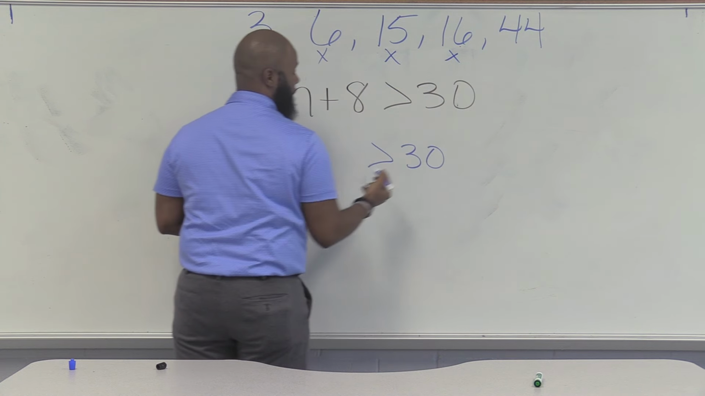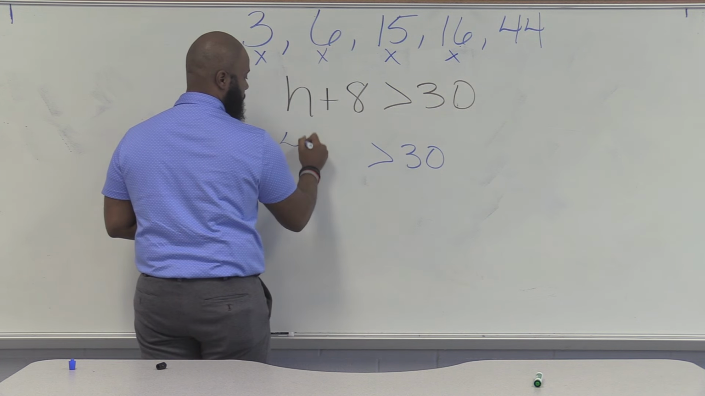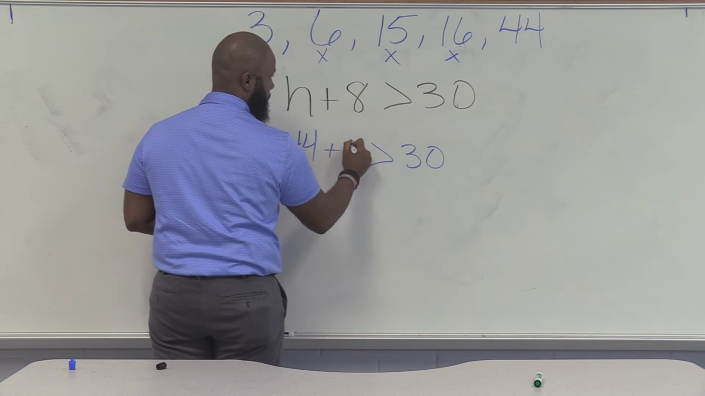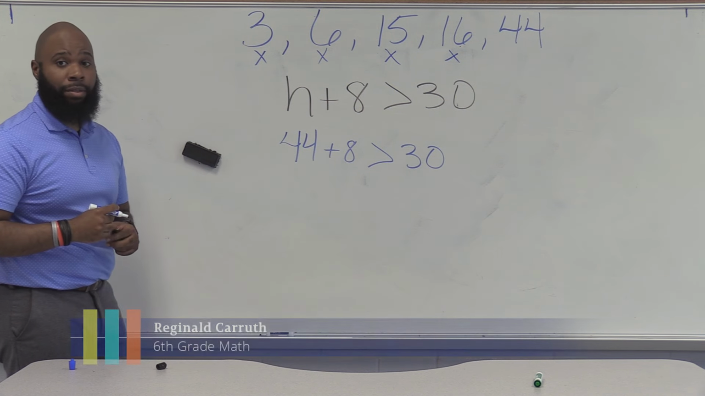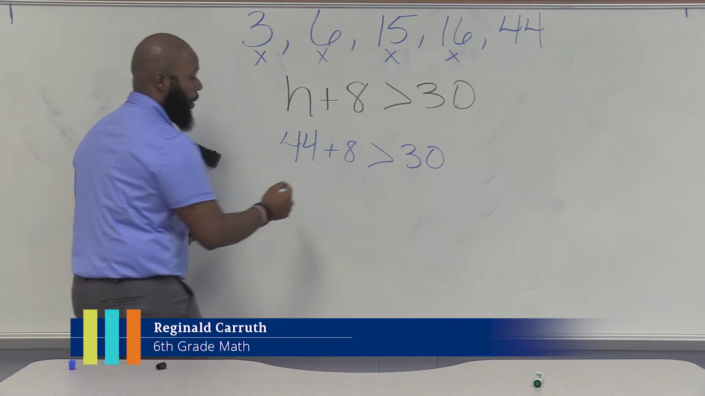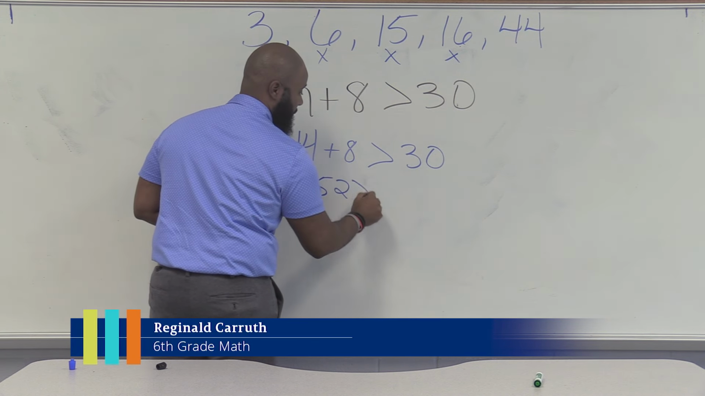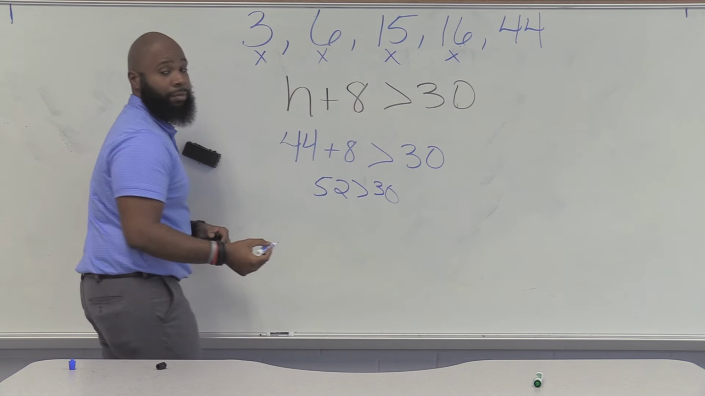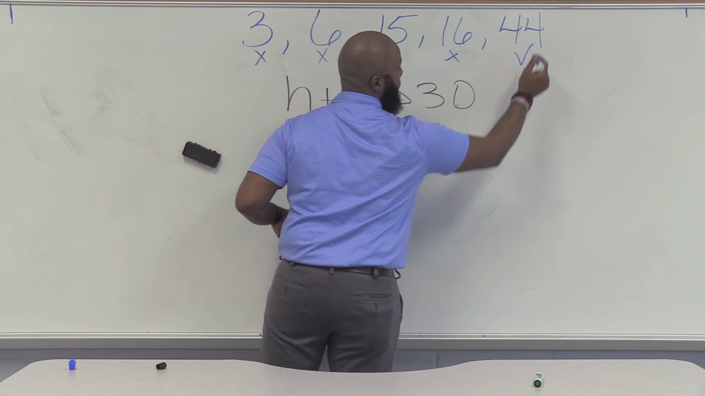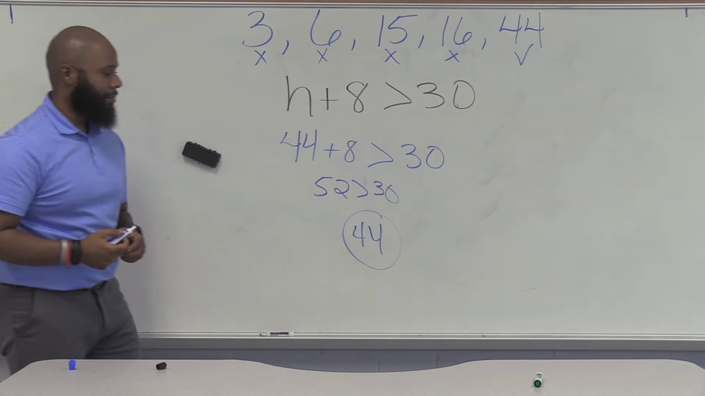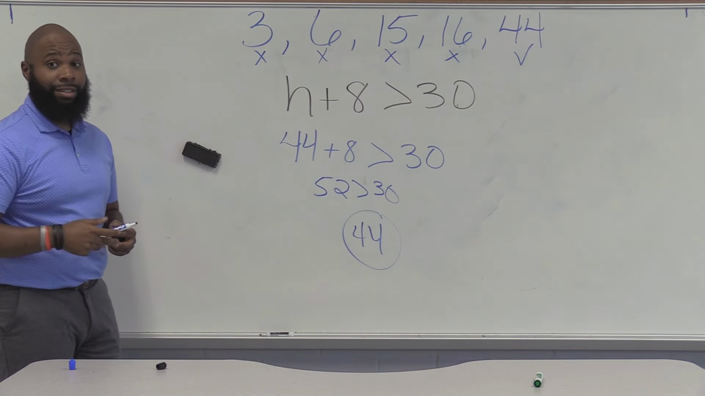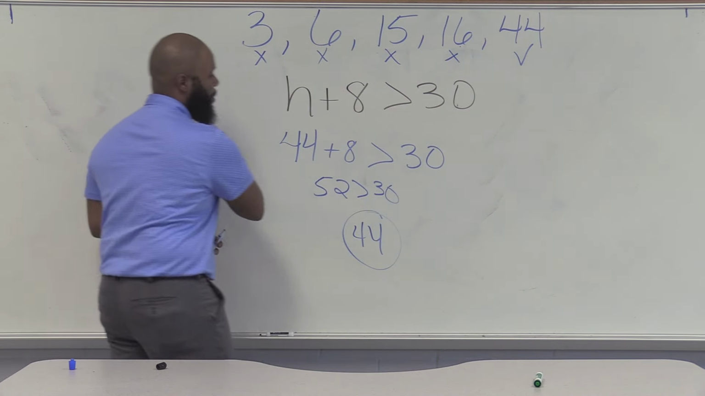So all I have left is 44. 44 plus 8, is that greater than 30? Well, 44 plus 8 is 52. Is 52 greater than 30? Correct. So 44 is my answer. Good job with working with inequalities. Let's do some more.